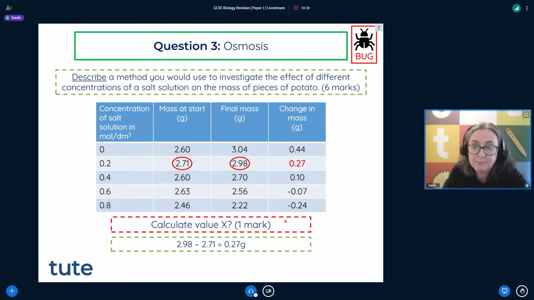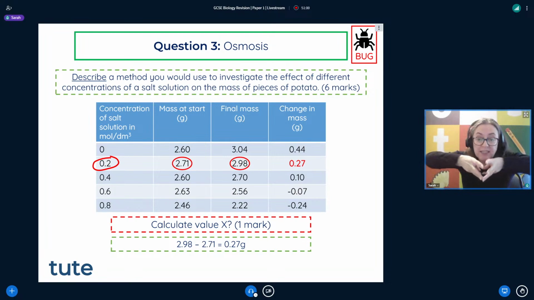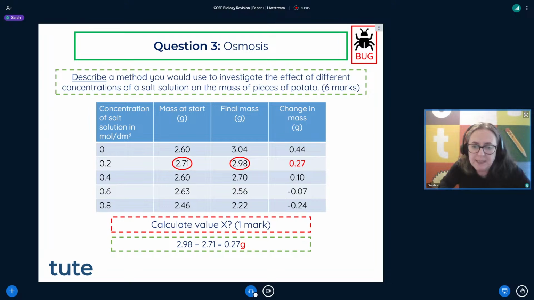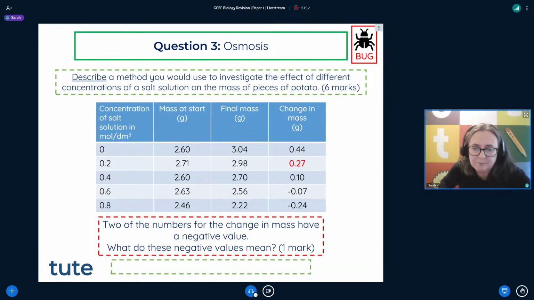So we know that this piece of potato that was in a 0.2 solution gained 0.27 grams when it was put in that 0.2 solution. So basically water was going into that potato at that concentration. Okay, so the concentration of that solution was obviously more dilute than the concentration inside the potato, so that fluid was going in. And just remember units, of course, but the units are always spelt out for you in the tables as well.